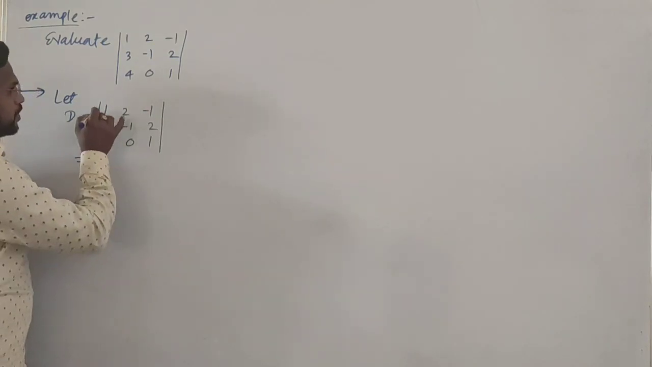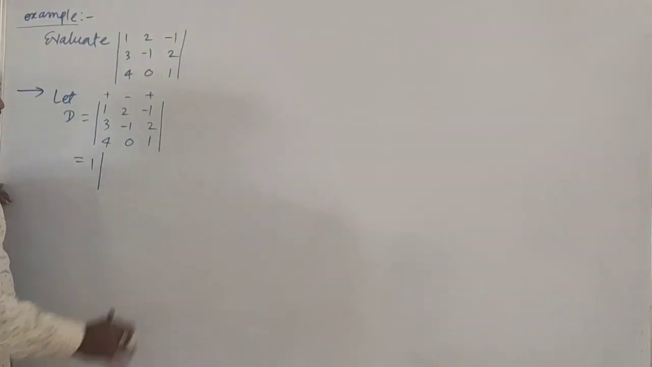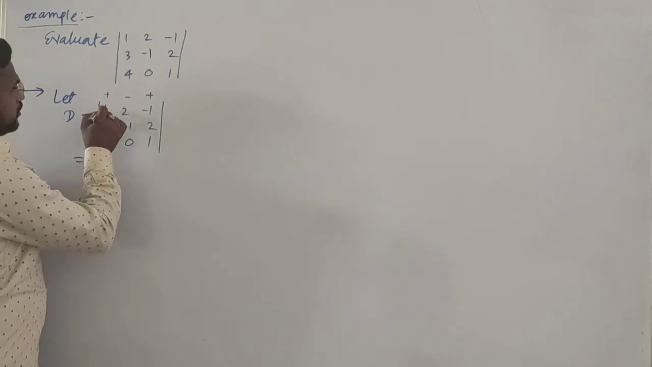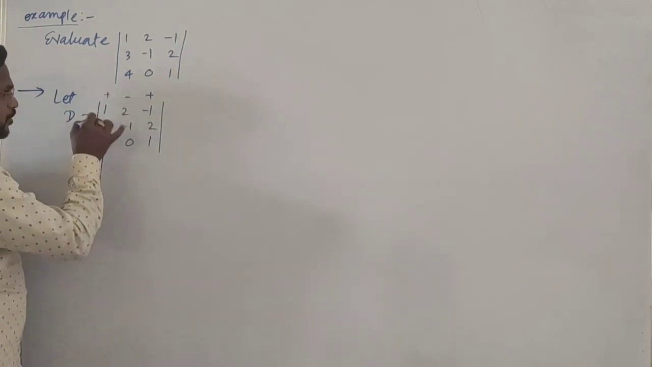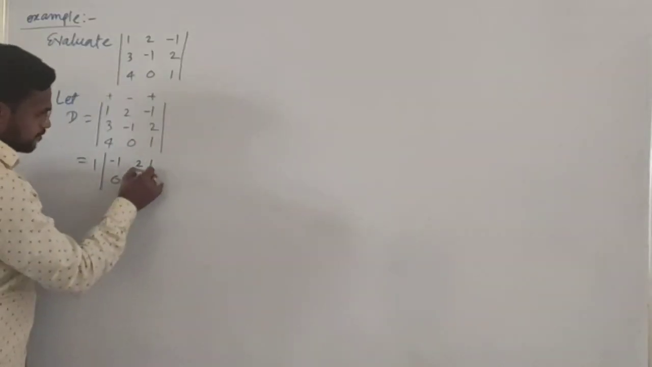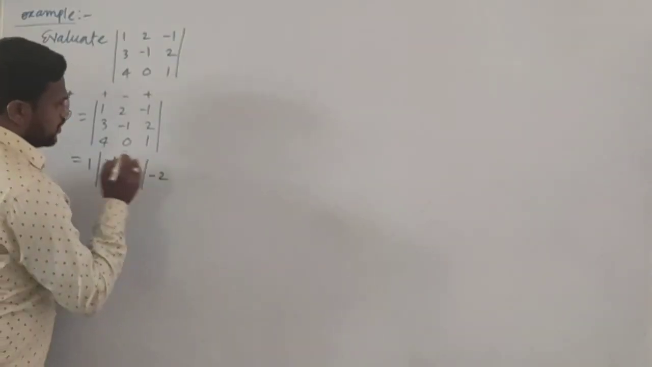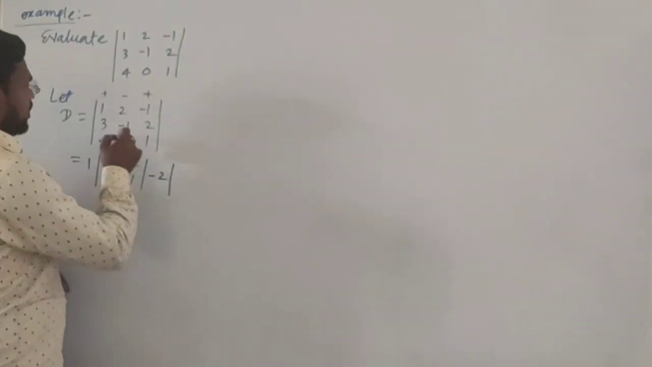1, first row, first column. The sign convention is plus minus plus. First row, first column, you eliminate this: minus 1 2 0 1, which gives minus 2. First row, second column, eliminate this.